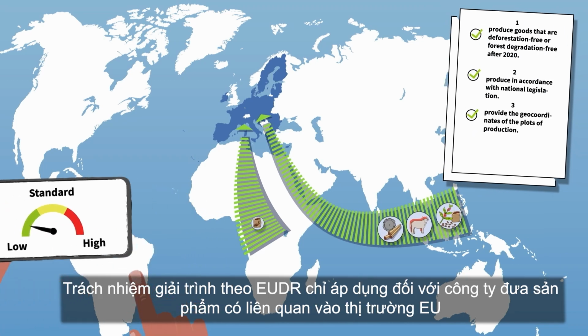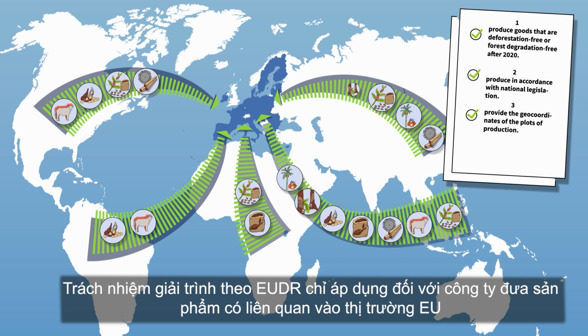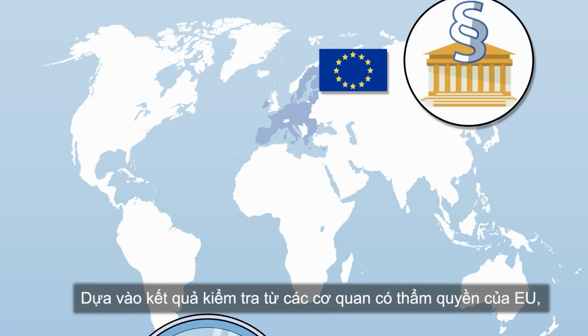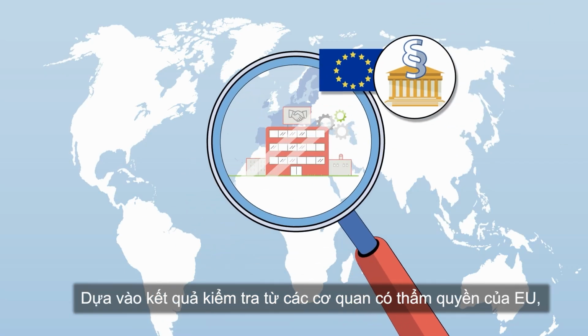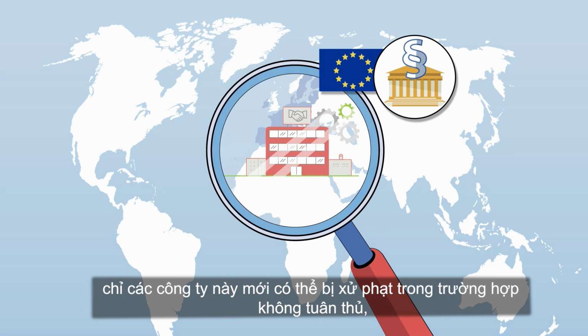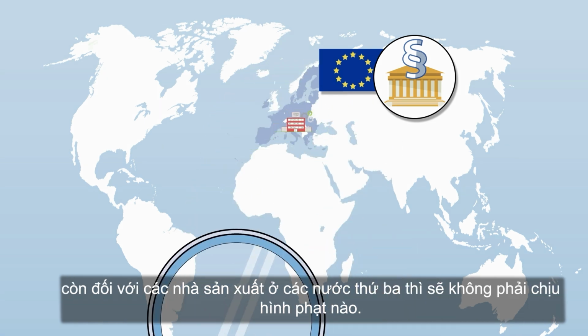Due diligence obligations under the EUDR only apply to the company placing a relevant product on the EU market or exporting it from there. Based on checks by EU competent authorities, only these companies can receive penalties in case of non-compliance, but there are no penalties on producers in third countries.